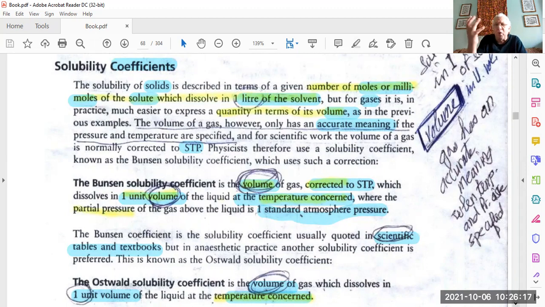I don't have to regain this volume to the standard situation and pressure. يعني ايه؟ يعني انا عندي غاز، اشوف قد ايه من هذا الغاز يذاب في وحدة الحجم. مش مهم الغاز اللي انا عايز اعرف قد ايه داب، ارجعه للستاندرد تمبشر بريشر. عكس البونسن. I must know, or I want to put this gas to its standard situation.